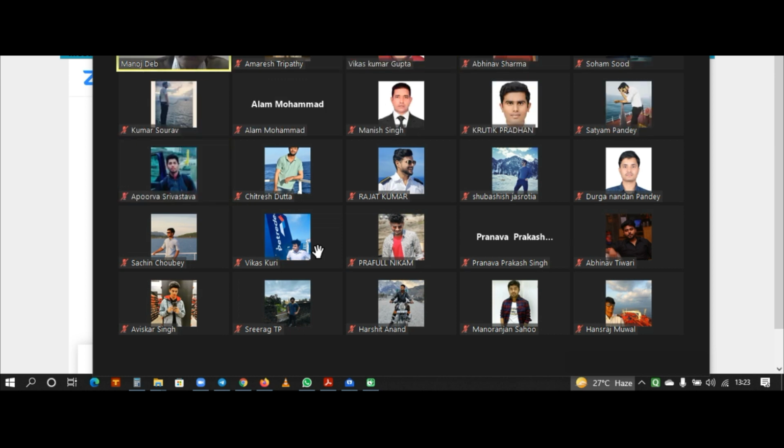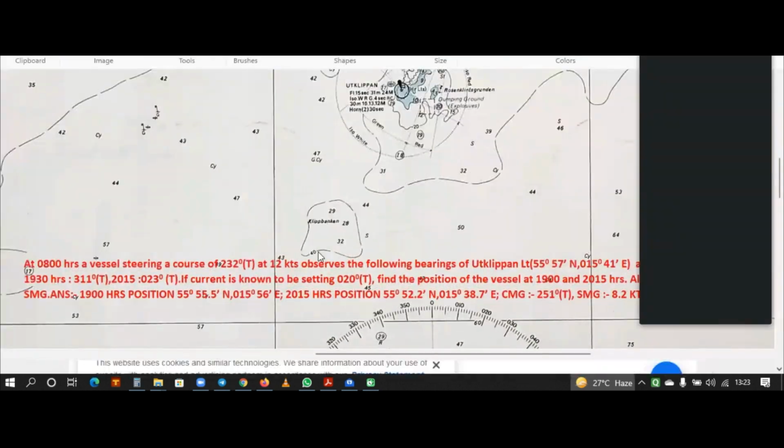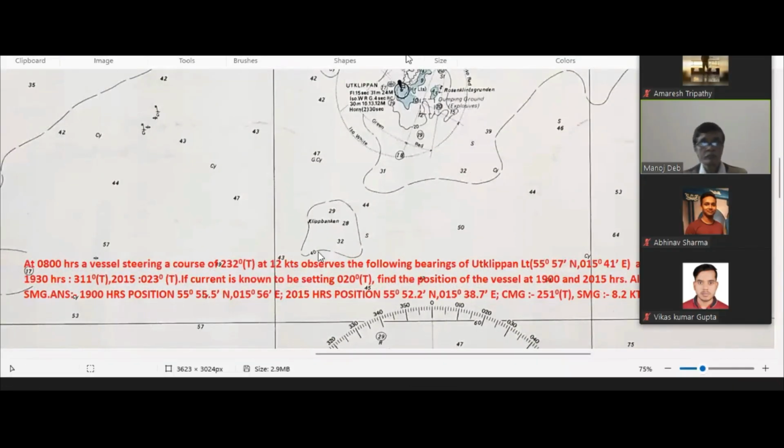Yeah, first plot all three bearings. Then we'll see this. Okay, 1900 hours. One bearing is 282.